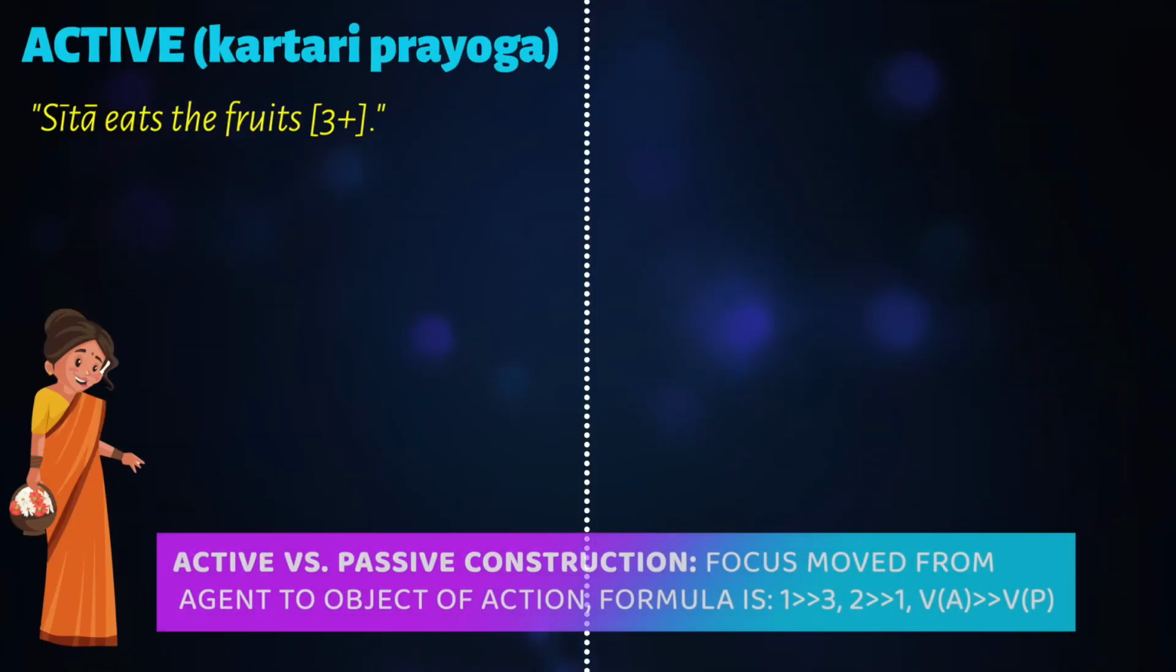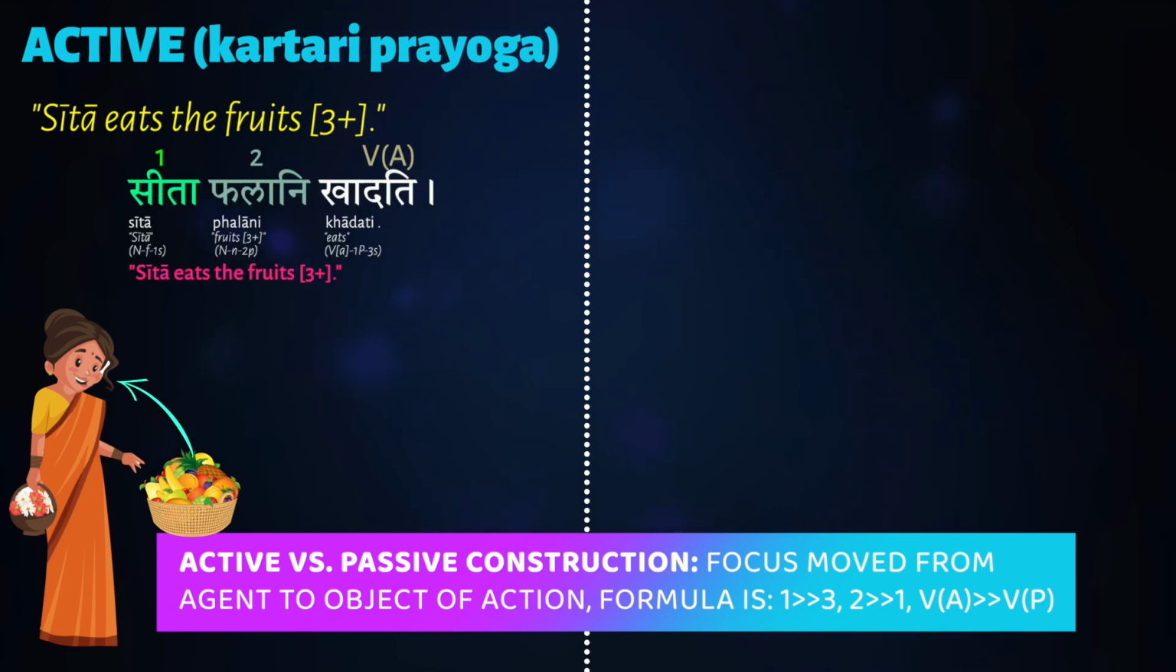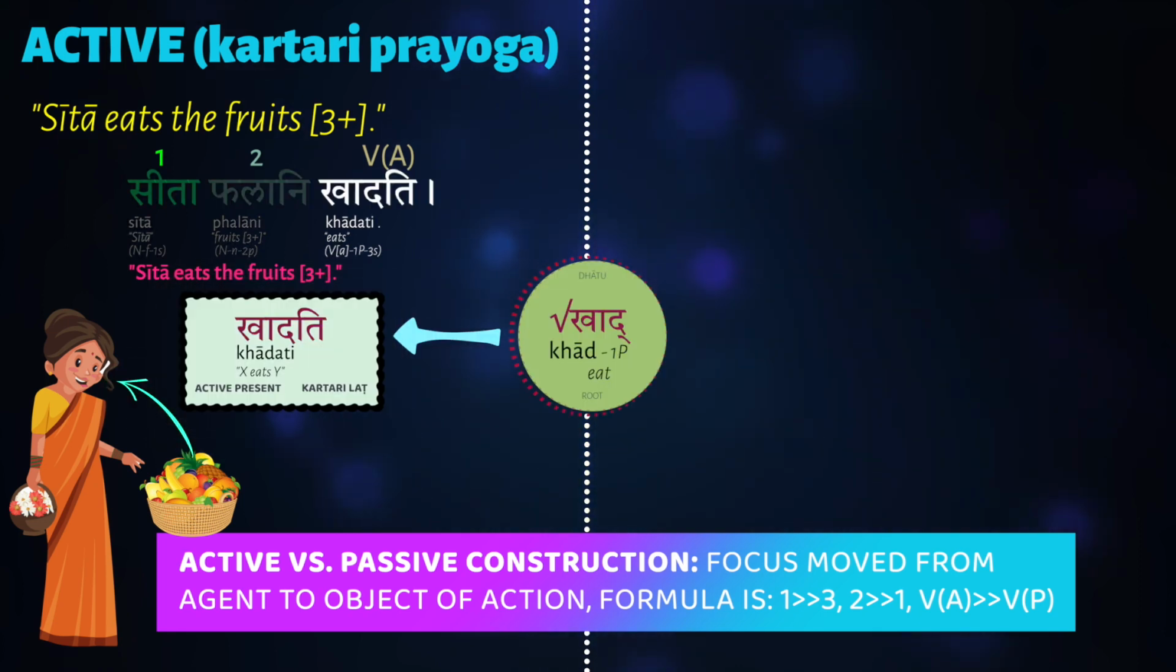To show you what I mean, consider the following English sentence. Sita eats the 3 or more fruits. The basic active way to express this in Sanskrit is Sita phalani khadati. Sita is in the first case, the nominative. Phalani is in the second case, the accusative. Khadati is the verb, and it agrees with our subject, Sita.